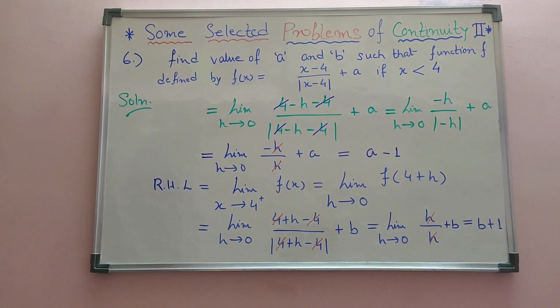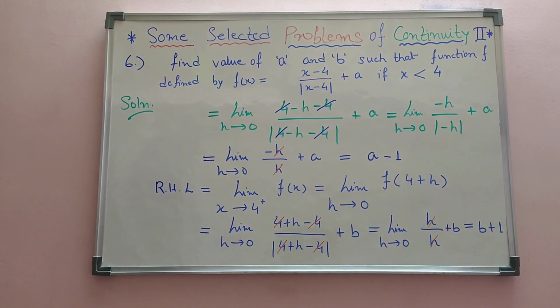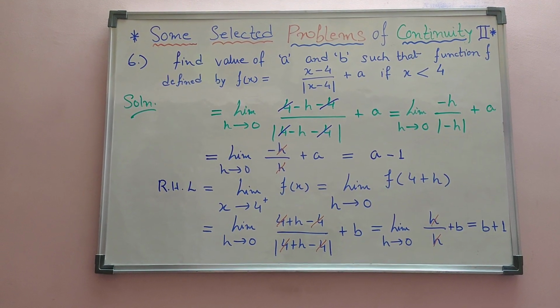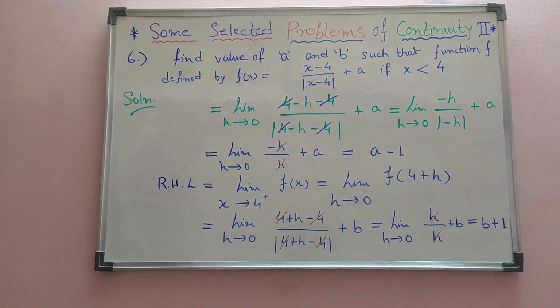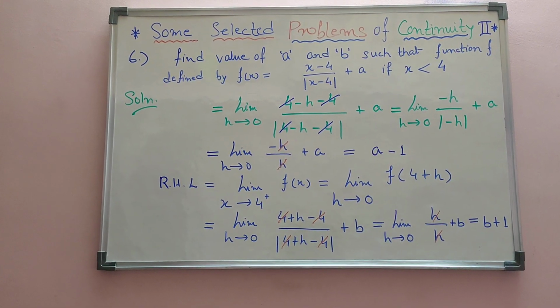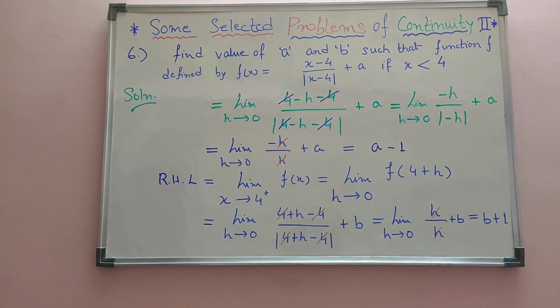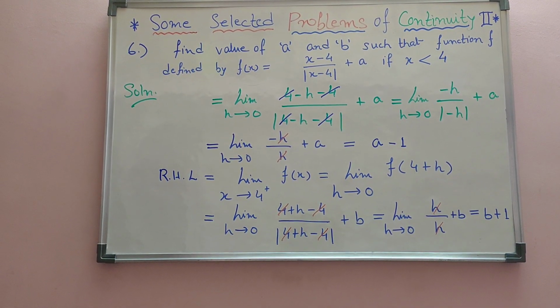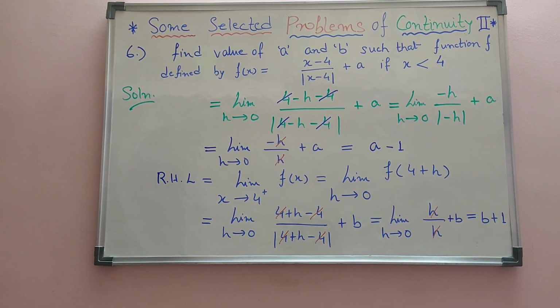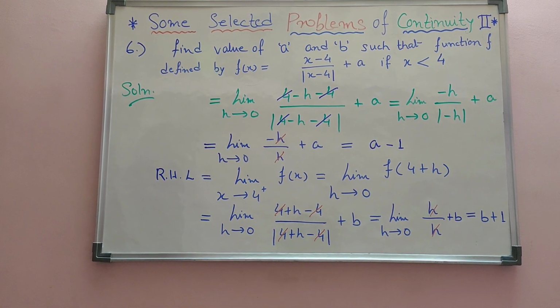As we know, mod of a negative becomes positive. So it becomes limit h tends to 0, minus h upon h, plus a. H will be cancelled out in numerator and denominator. So h cancelled out, but the minus sign is there, so it becomes minus 1. So the value will become equal to a minus 1.